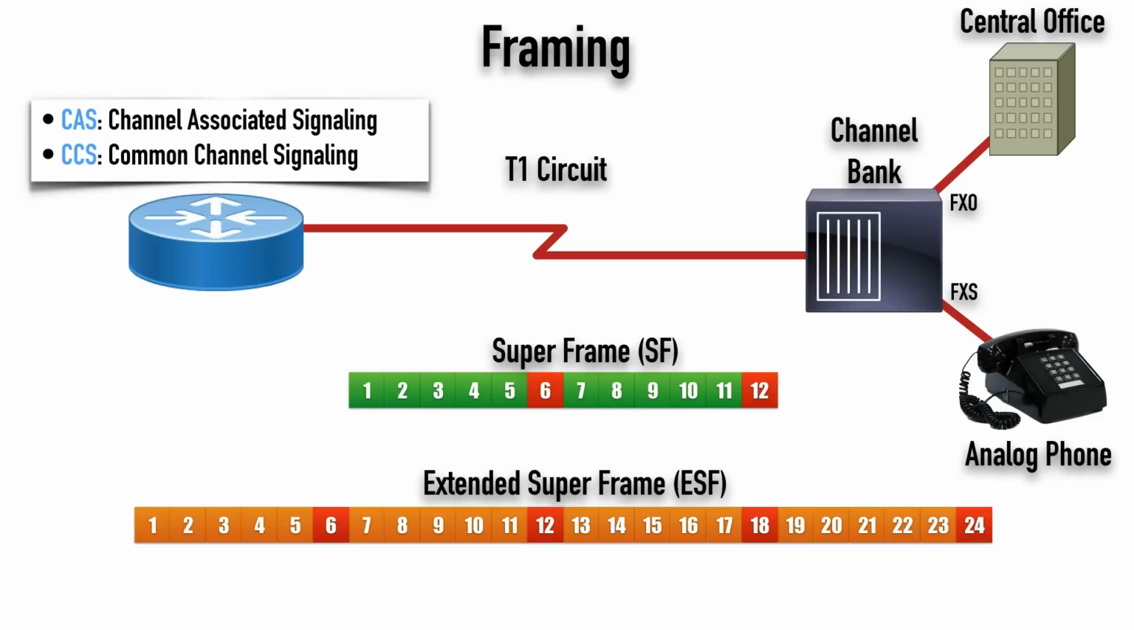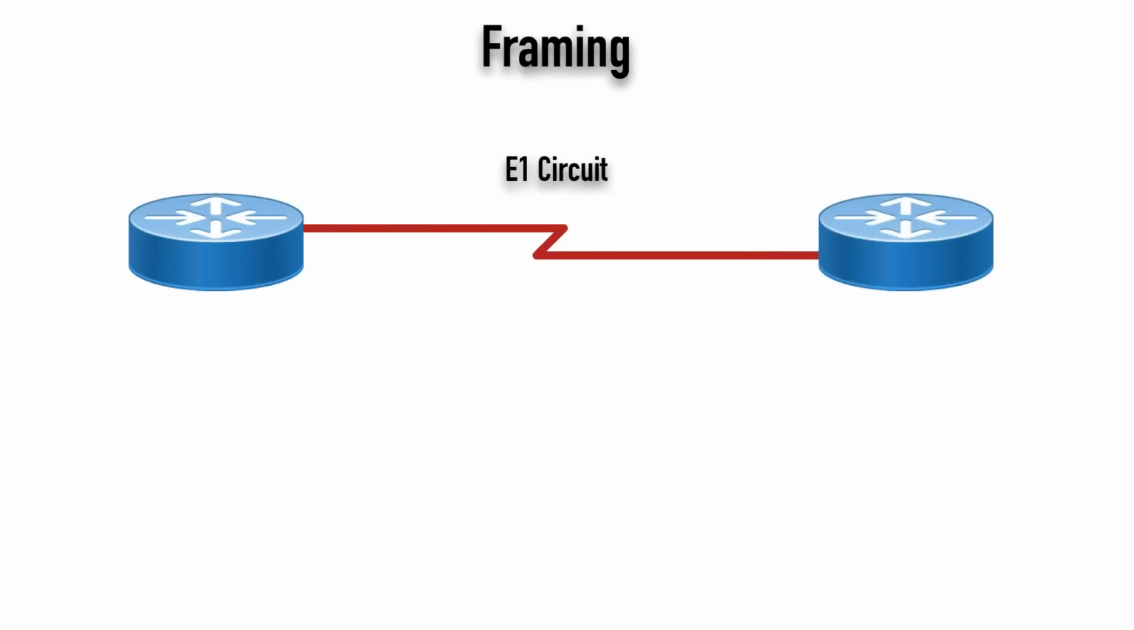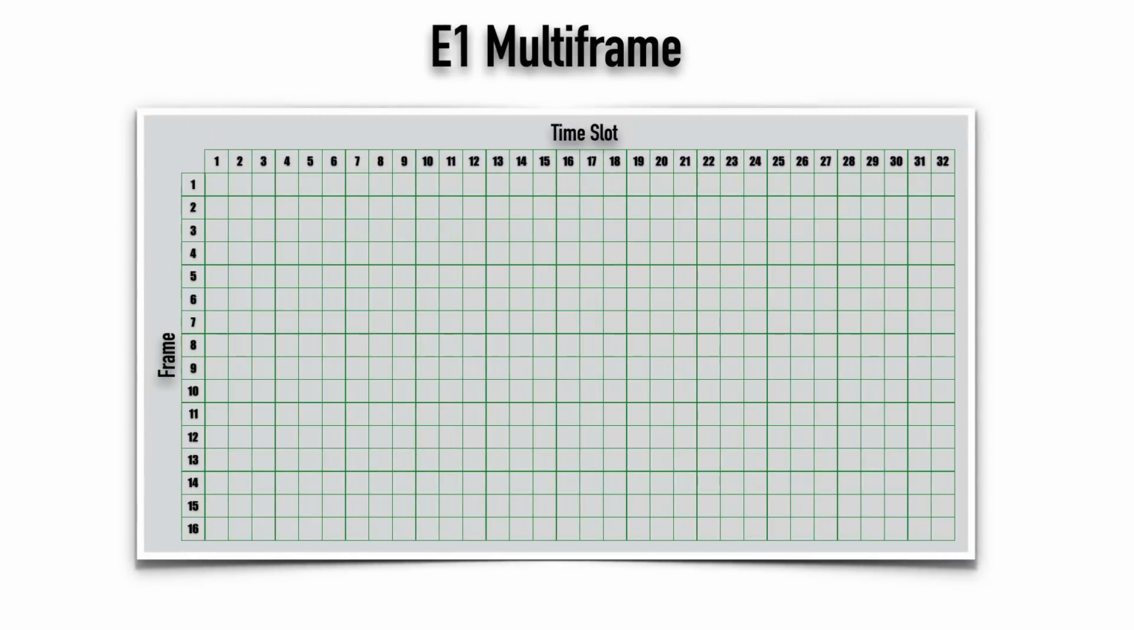What about an E1 circuit? Well, an E1 circuit doesn't use the concept of a super frame or an extended super frame. It uses something called a multi-frame. And a multi-frame is a grouping of 16 E1 frames. And an E1 has 32 channels. Remember, a T1 had 24 channels?